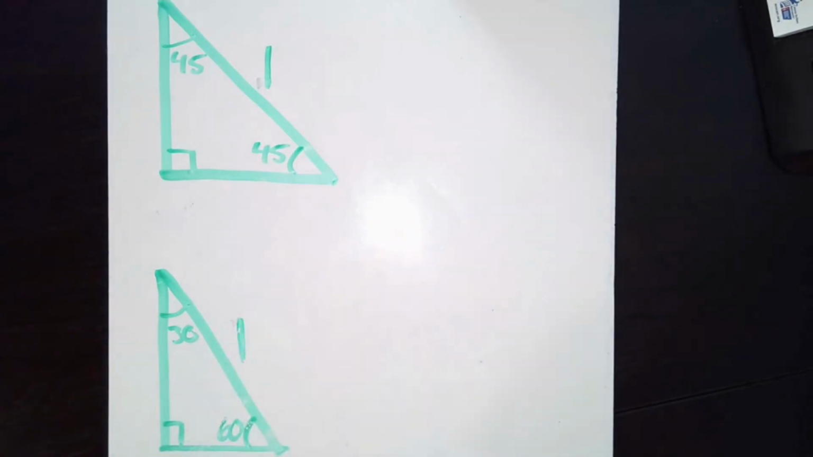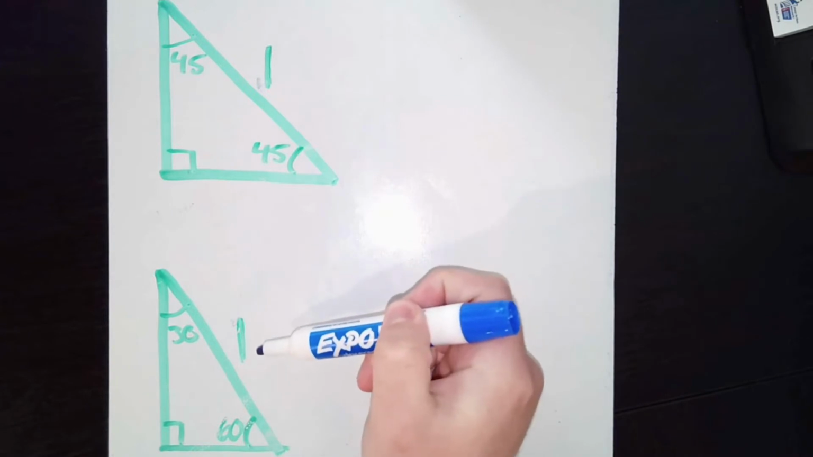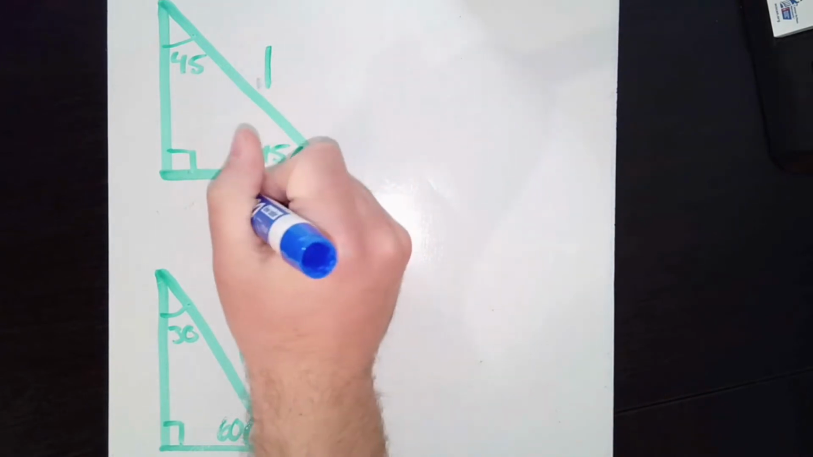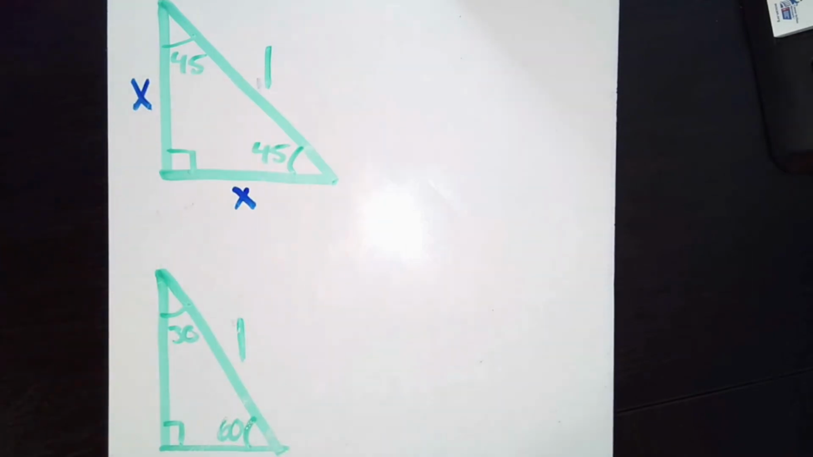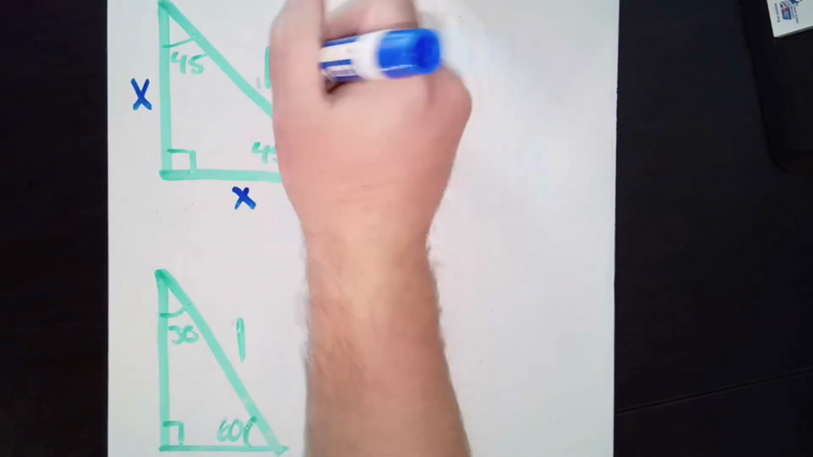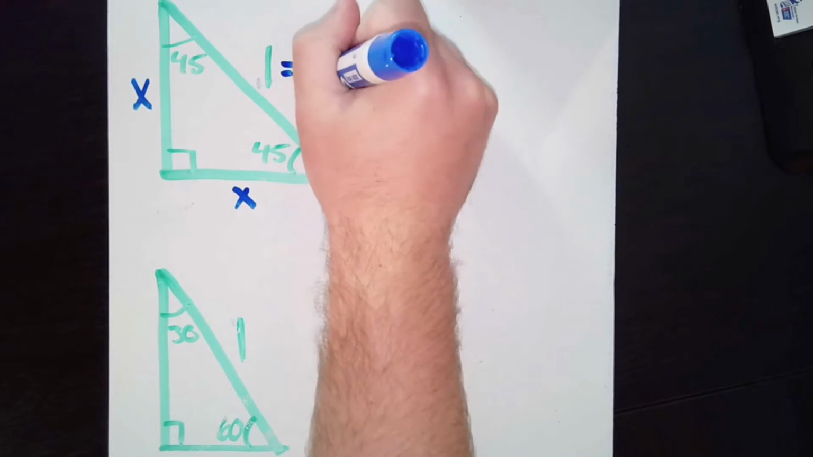So on your screen here, you have two triangles. They are your special right triangles, your isosceles right triangle with the two 45-degree angles, and your 30, 60, 90 triangle. Now in these triangles, what I've done is I said that the hypotenuse is 1. What I want you to do is find your other sides. So in my isosceles right triangle, we know that our two sides are equal and they're x. My hypotenuse should be x square root of 2.